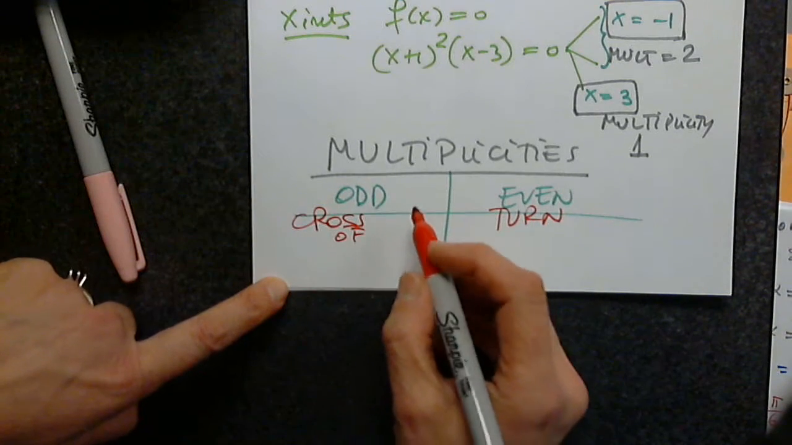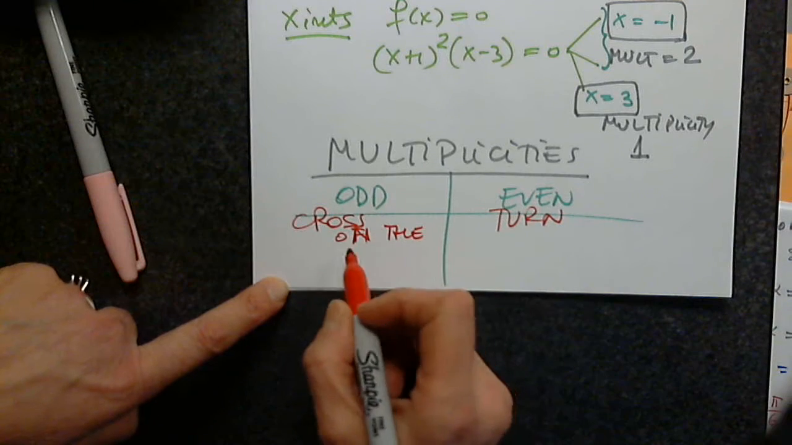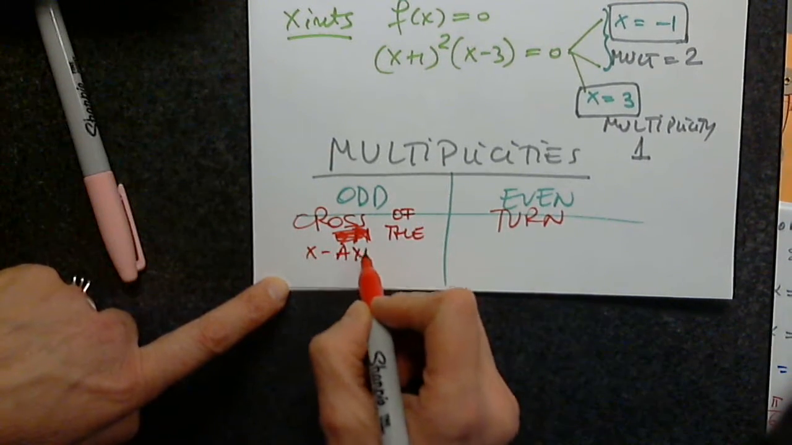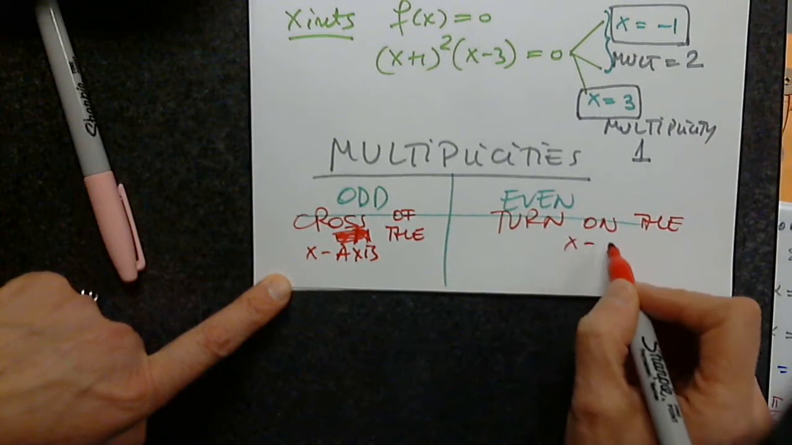Cross on, I meant to write. Cross, no, I meant to write of the x-axis. And turn on the x-axis.